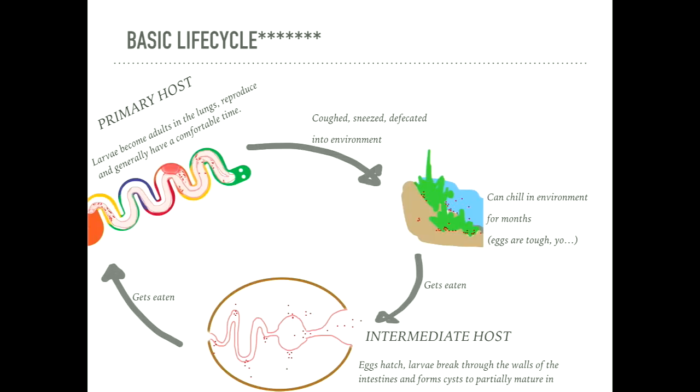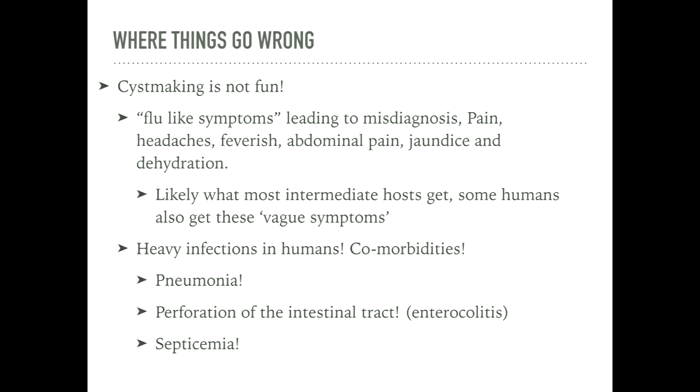An intermediate host, in most cases, particularly if we're talking about a python, it'll be something like a mouse, will eat something that has these eggs on it. The eggs will burrow through their intestinal tract to wherever is warm and safe and nice, and it will grow up. Here's where things go wrong.